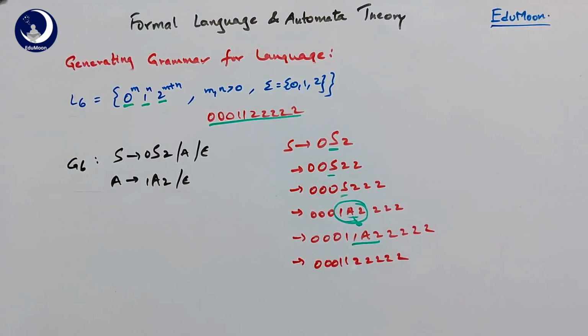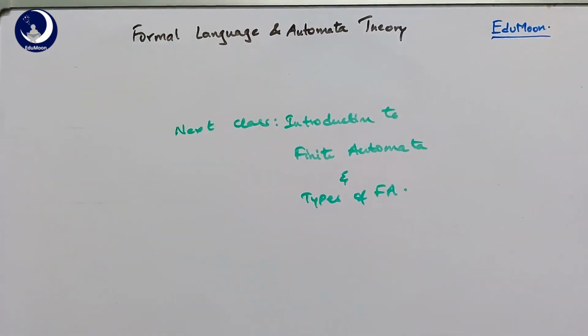So this is how we generate grammars for a language and how to generate a string from a given grammar. In the next class we go with the introduction of finite automata and the types of finite automata.